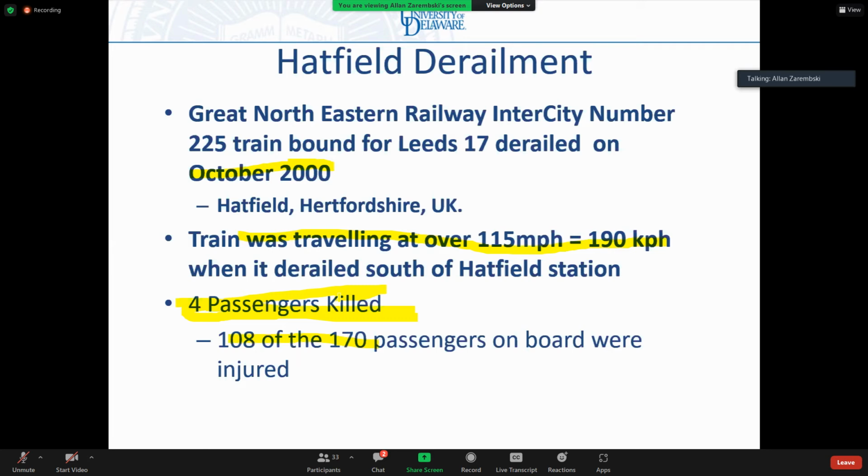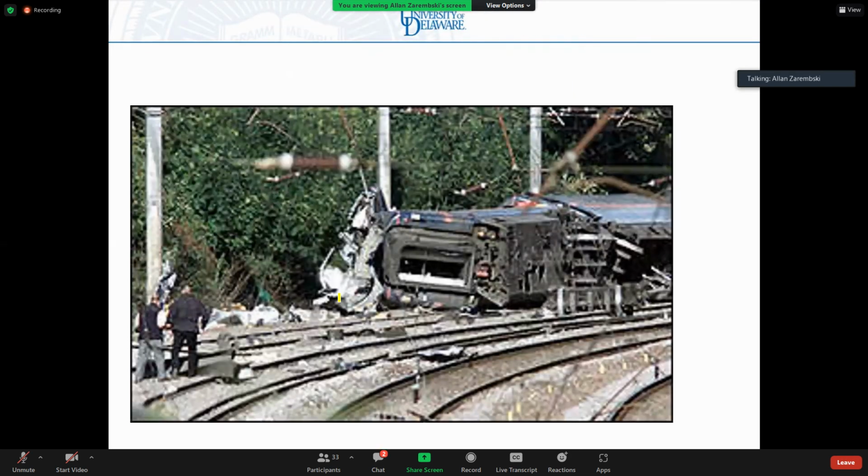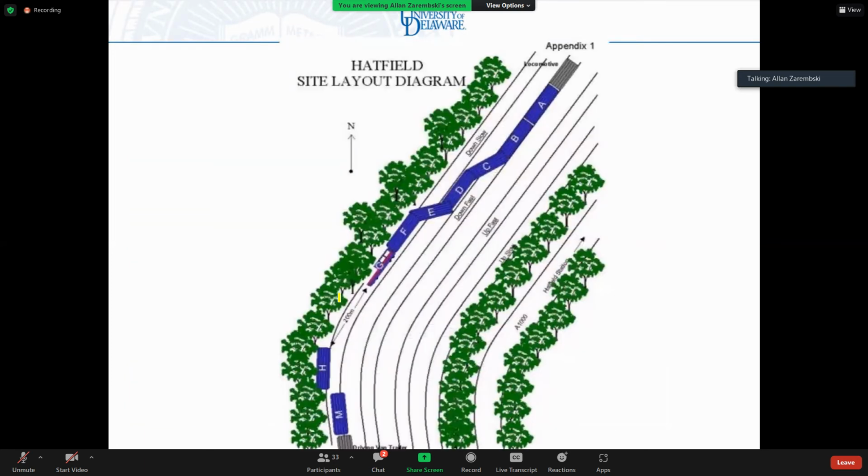But the Hatfield derailment was a major catastrophe for Network Rail. And it was completely unexpected. Let me just show you a few pictures. Whenever you see vehicles off on the side, that's always bad news. Once vehicles fall off on the side, people are seriously injured, killed, whatever. It's a bad thing that's going to happen.